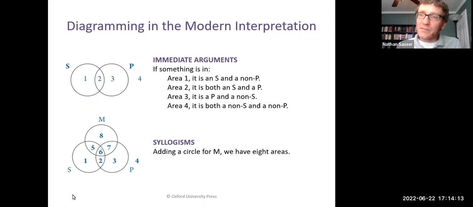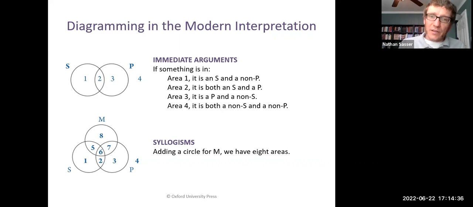We always set these up in the same way. You've got this triangle of circles. On the bottom left is the subject, which is where the minor term is. On the bottom right, you've got the P, where the major term is, and then up top is going to be the middle term. And we number the sections like this.